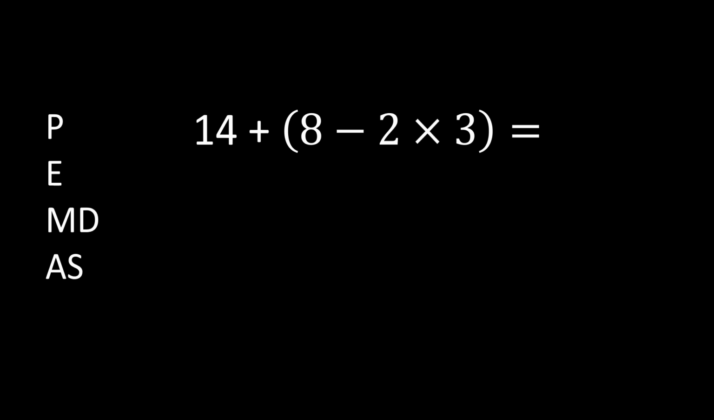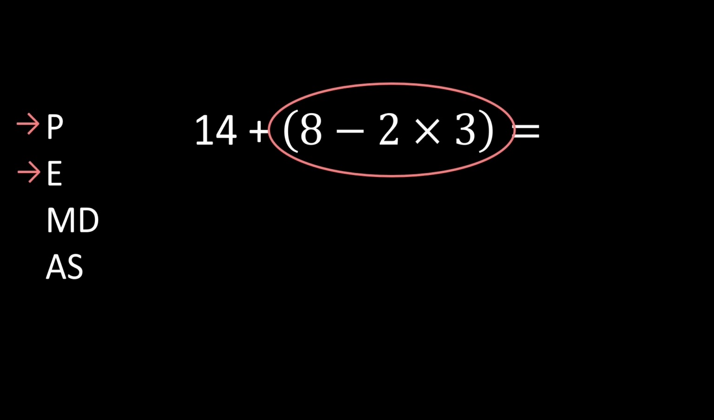The acronym PEMDAS gives us the order that we complete order of operations problems. It begins with P. P stands for parentheses or grouping symbols. And in this example, I do have parentheses. I have 8 minus 2 times 3 inside the parentheses. So I have to work with this section of the problem first.